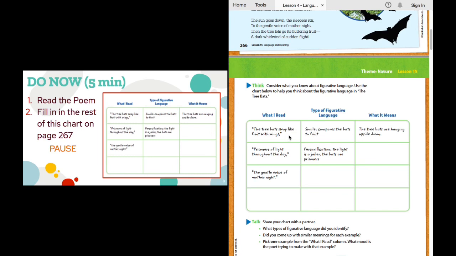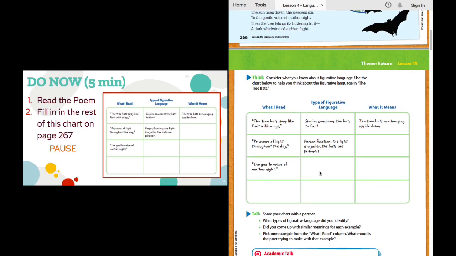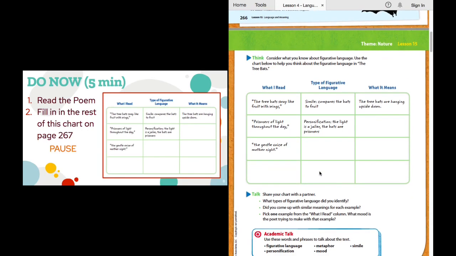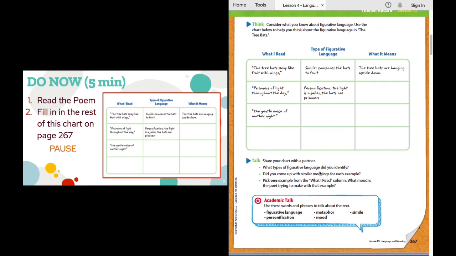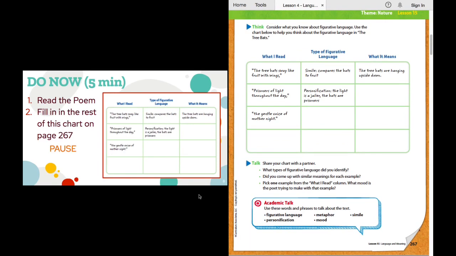So the tree bats sway like fruit with wings is a simile because there's a like and then it says what it's comparing, and then try to explain what it means. This is not like a quiz, it's just sort of to get you warmed up. So go ahead and do that. You're going to take 5 minutes to do that. Don't take longer than 5 minutes, but we're going to talk about it after we come back from our pause.